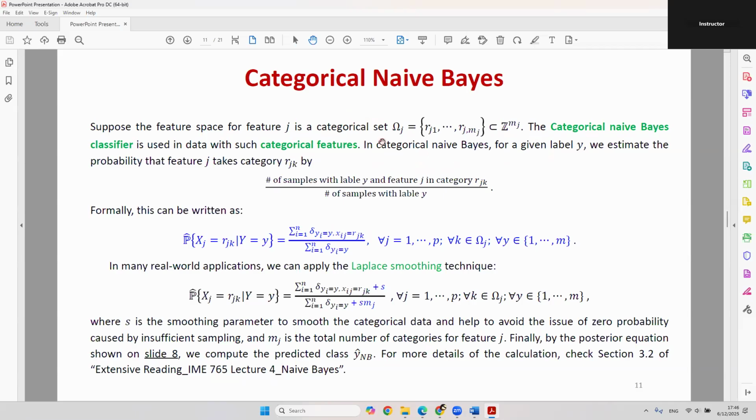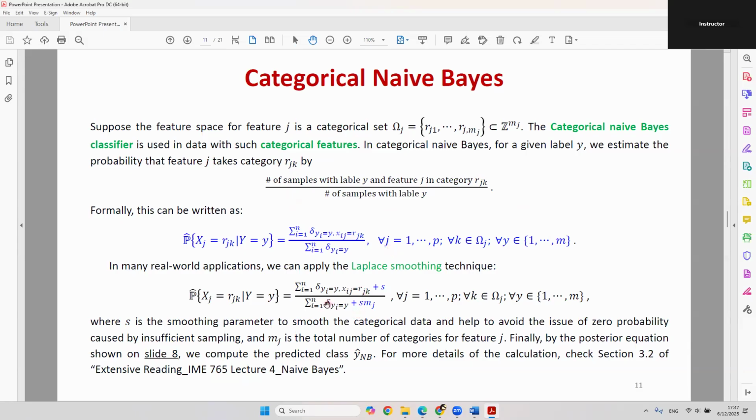This one is discrete. Okay, and we can estimate the probability that feature j takes category r_k as the number of samples with the label y where feature j is in category r_k, divided by the total number of samples with that label. And actually, I just realized I spelled label wrong. Actually, from the whole course, you'll see the probability is estimated by the frequency in the training data. So formally or mathematically, we can write it this way. Again, don't be scared by those notations. They're super simple, this formula just means the frequency.